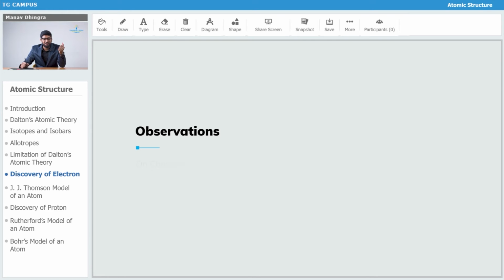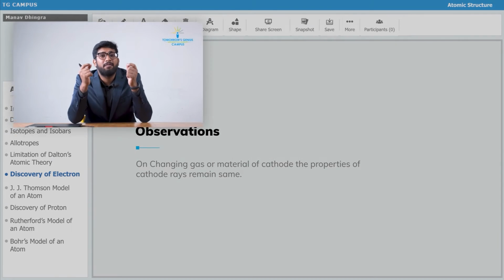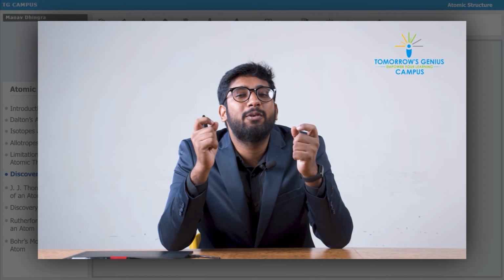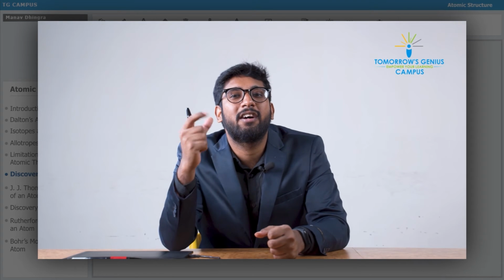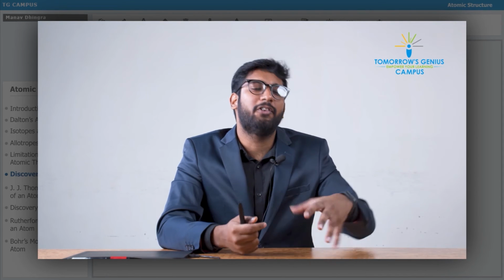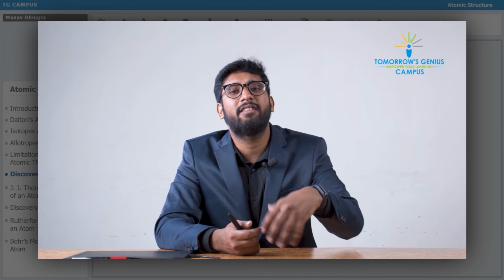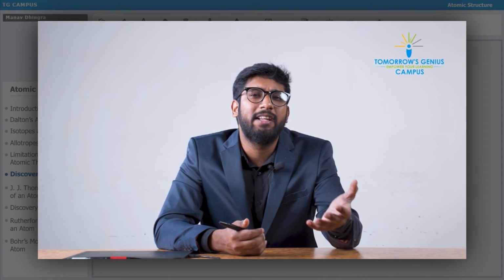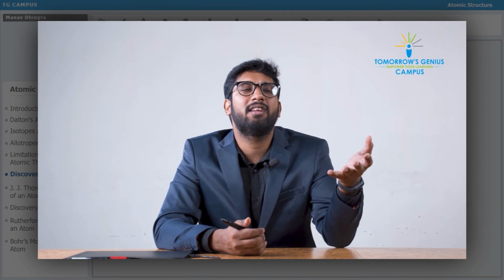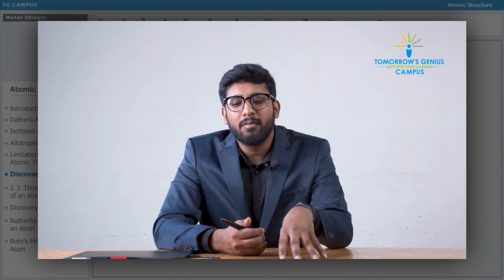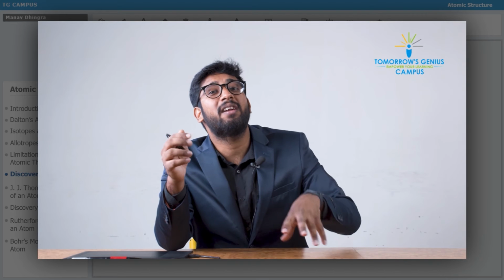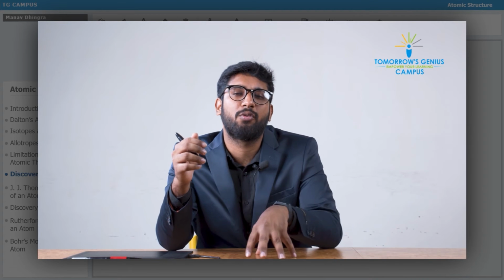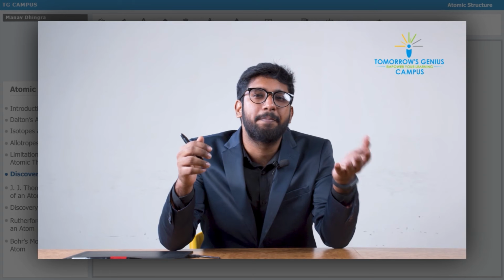Another observation of the cathode ray experiment was a very important one. This will tell you that the electron is a fundamental particle. So see, what was the observation? Firstly, they changed the cathode. Let's say they took a gas of helium and they were using, let's say, carbon electrodes. Then they used the same gas, helium, but they changed the type of electrode. Let's say they use platinum.